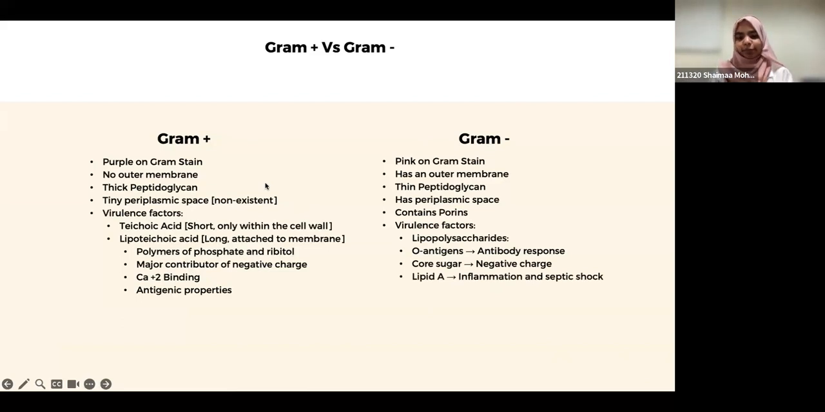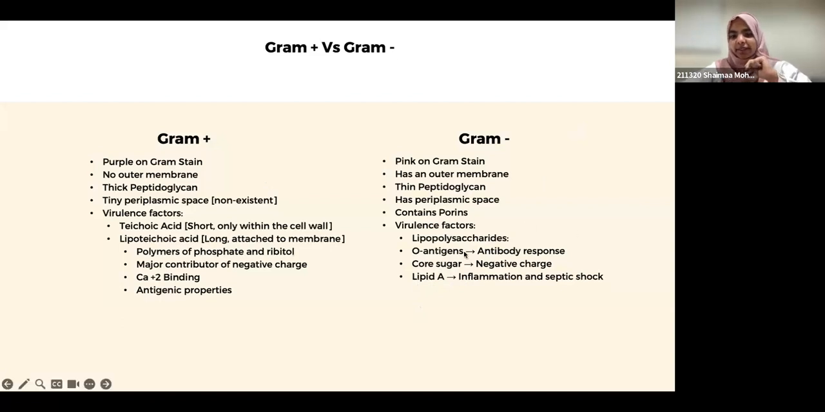And then we have lipid A. Lipid A, so all antigens, they are going to have the antibody response. Lipid A is going to give the inflammatory response. It's going to activate like cytokines and stuff that's going to cause inflammation and fever and sometimes septic shock.